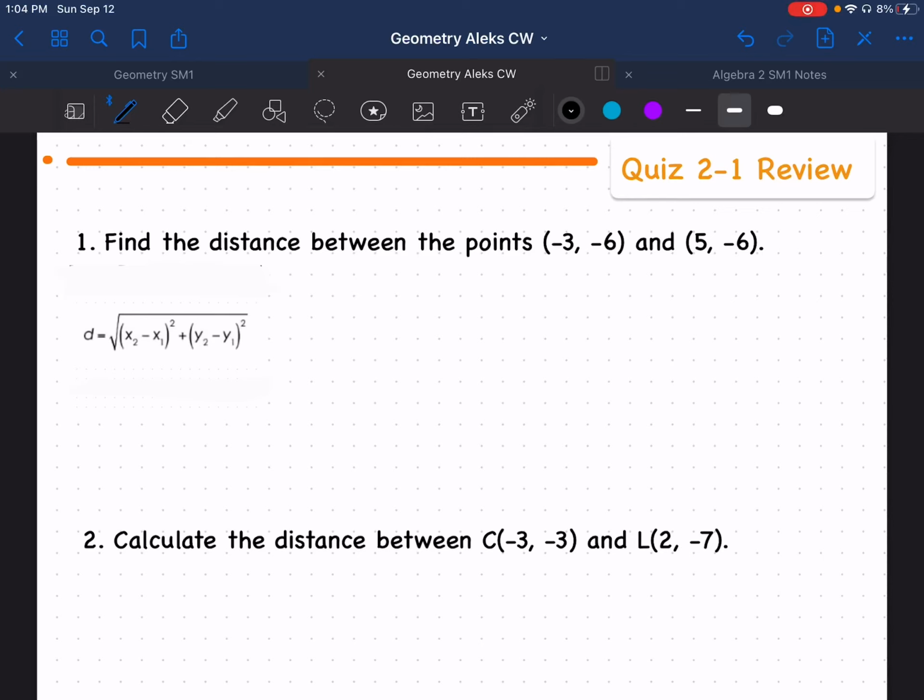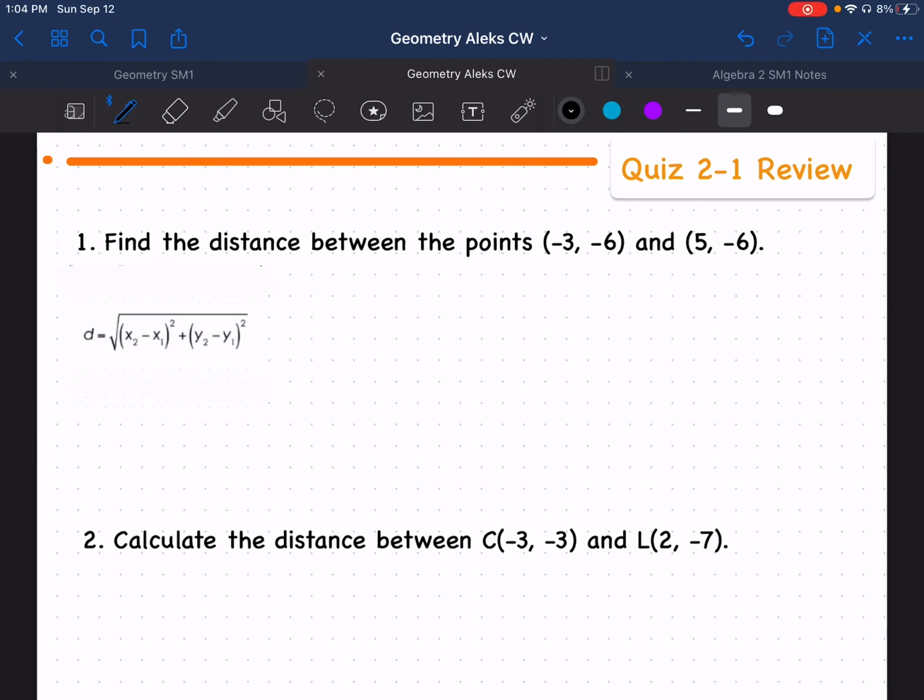Today's lesson is your review for quiz 2-1. The first question on your quiz is going to ask you to find the distance between points (-3, -6) and (5, -6). You are going to use the distance formula to do so.